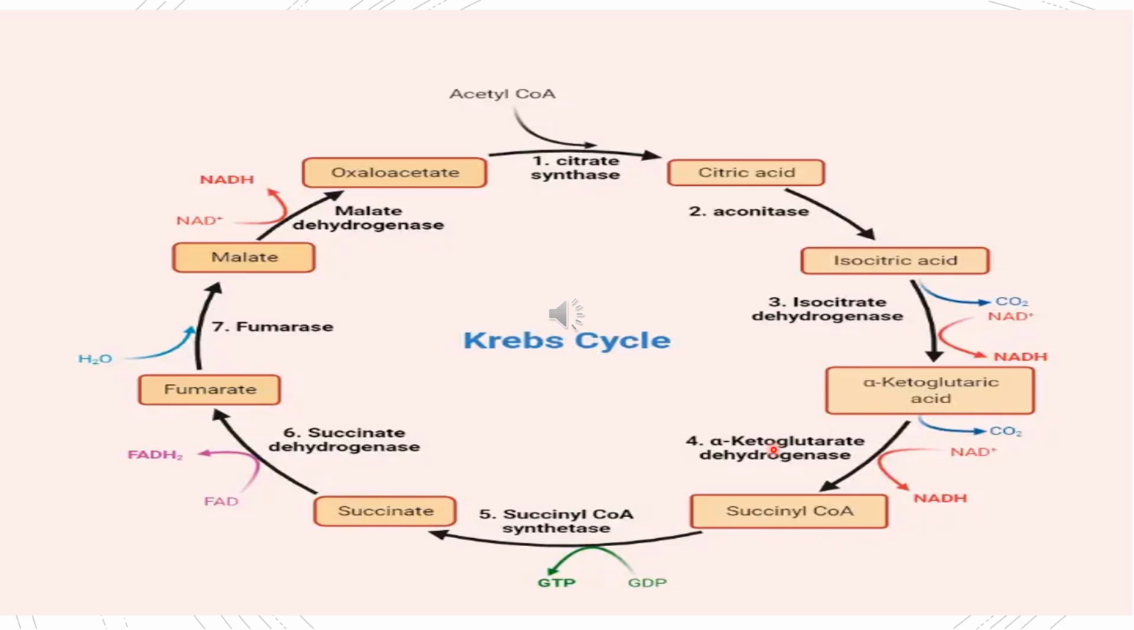The NADH and FADH2 produced are electron carriers that go to the electron transport chain, where the majority of the ATP is made. The cycle also provides intermediates for synthesizing amino acids, nucleotides, and other important molecules. I hope you have learned something today.